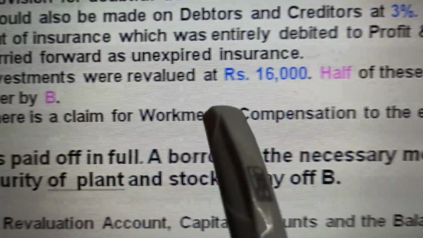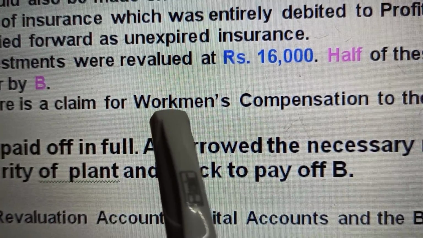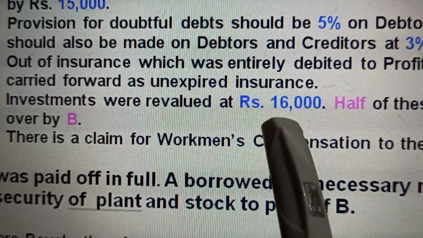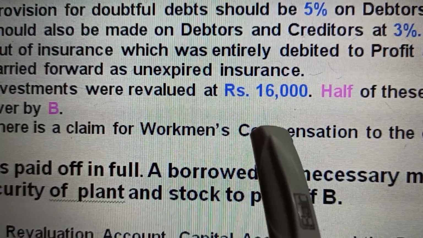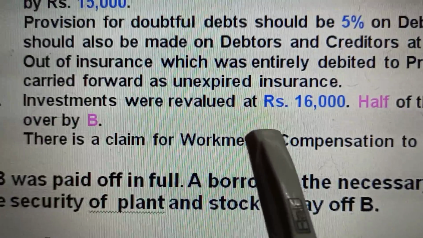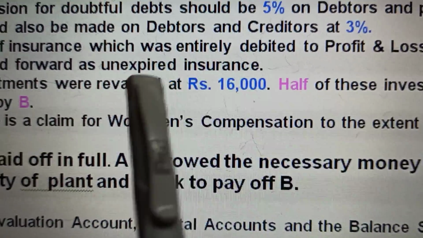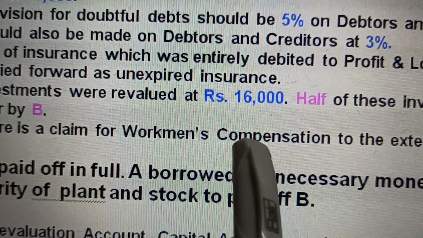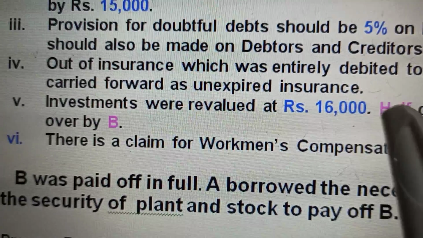Half of these investments were taken over by B. Investments have been given to us at rupees 20,000, and they say they are revalued at 16,000. That means they reduce by 4,000. So reduce by 4,000 means it will come 4,000 to investments on the debit side, and half of these investments were taken over by B. And then later, when we show the capital account, in B's capital account we will write the investments have been taken over by B. So to investments, 8,000. Half of this, 8,000, to investments we will write in B's capital account.